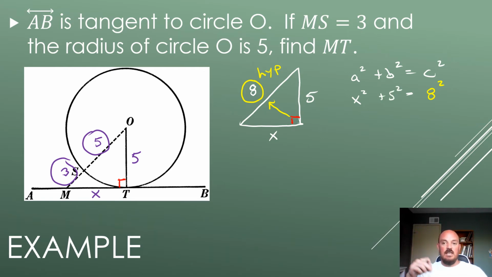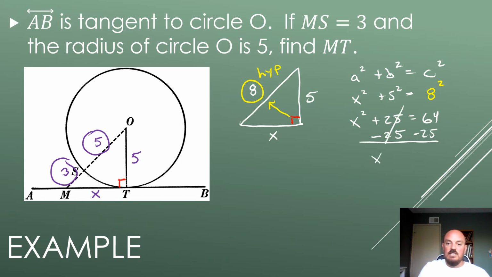So what I get is a squared plus b squared equals c squared, or basically x squared plus 5 squared equals 8 squared. And now we can solve for x. So let's do the squaring part first. 5 squared is 25. 8 squared is 64. To finish solving for x, the first thing I want to do is get rid of the 25. So I'm going to subtract 25 from both sides. The 25s are gone. It just leaves the x squared. 64 minus 25 would be 39.